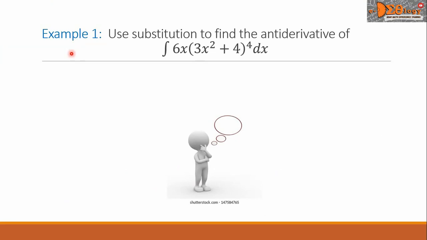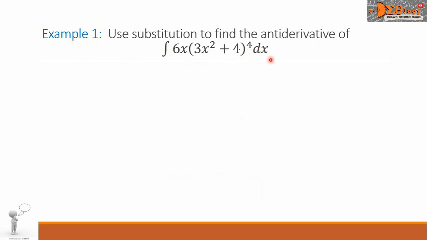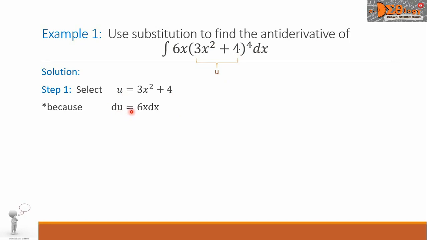This is example 1. Use substitution to find the antiderivative of the integral 6x times the quantity 3x squared plus 4 raised to 4 dx. For our solution, step 1 is to select u. Let us select this 3x squared plus 4 as the u. And let us take the derivative of this expression. So we have du equals 6x dx.